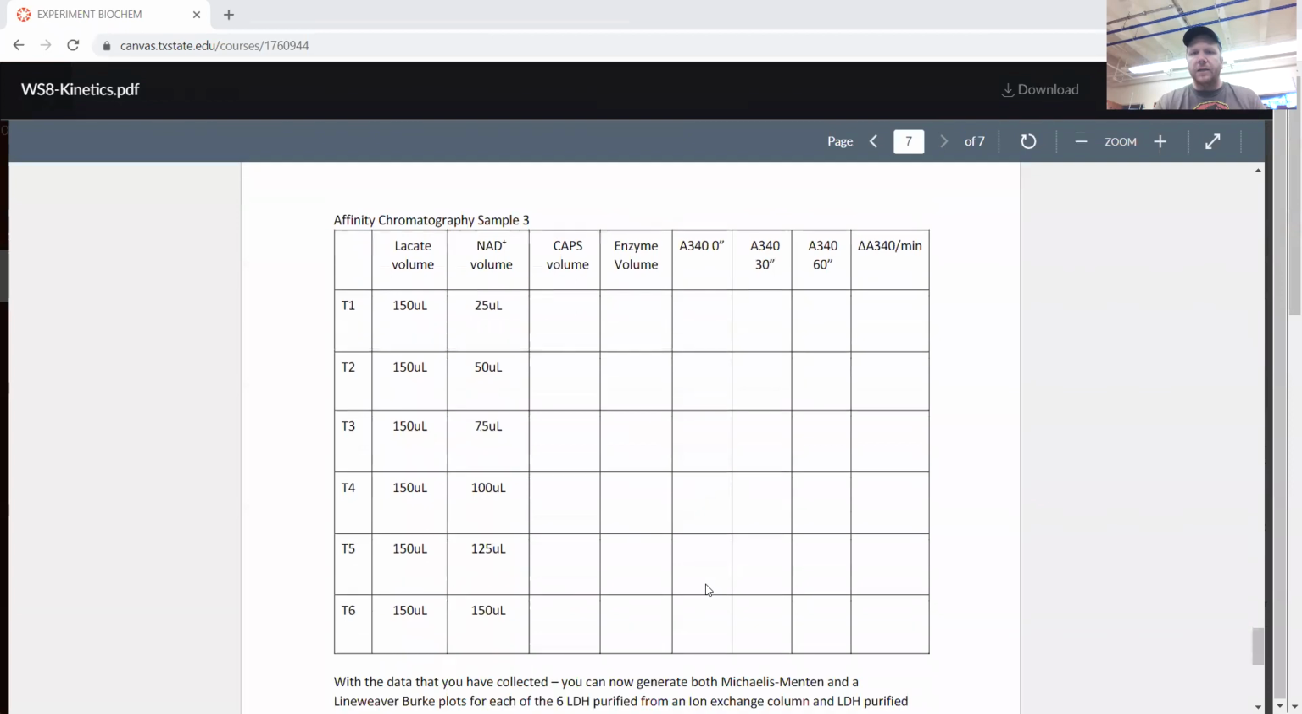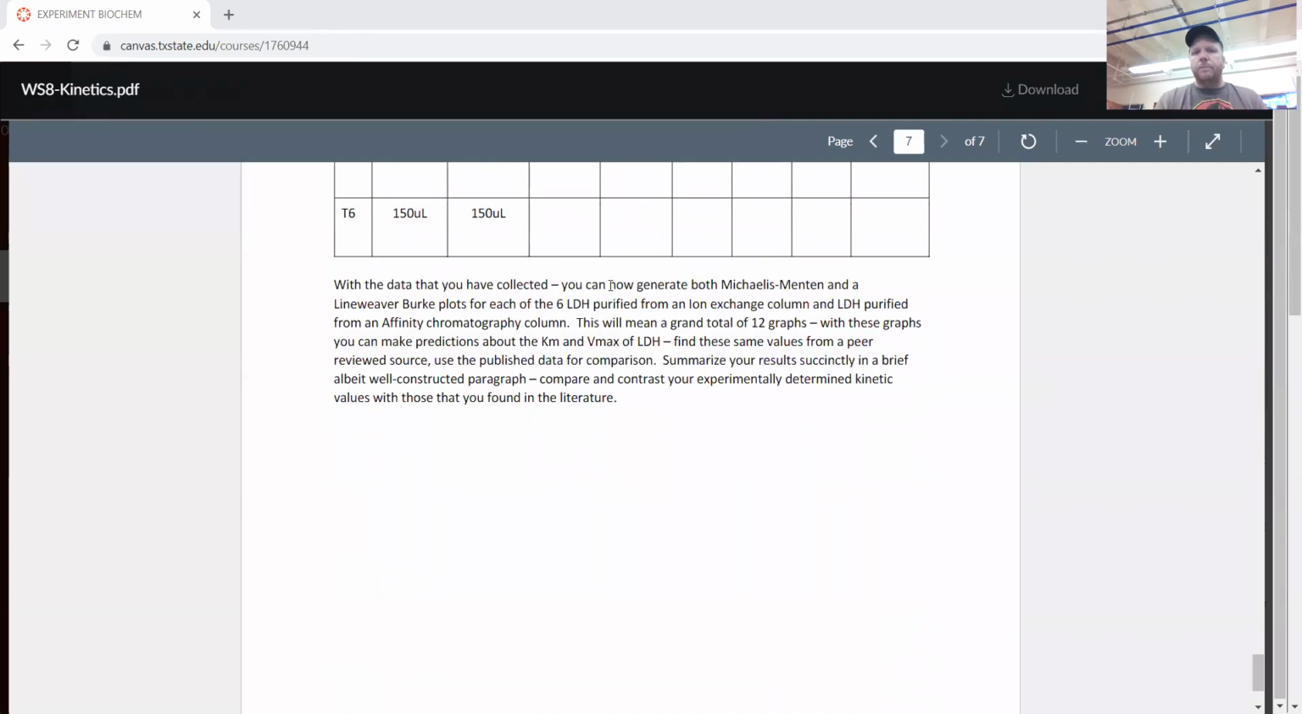Once you have completed that, if you look at the bottom here, you'll be able to generate both Michaelis-Menten and Lineweaver-Burk plots for each of the 6 purified samples. So you'll be able to produce a grand total of 12 graphs. With these graphs, you'll then make an approximation of your Km and Vmax of lactate dehydrogenase.